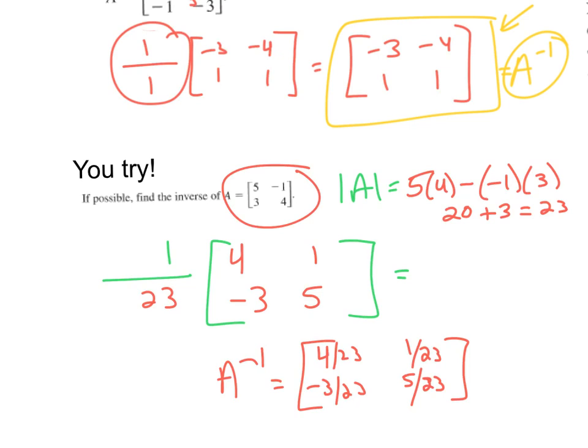So again, if you want to test it, you would do 5 times 4/23 plus -1 times -3/23, which again gives you 23/23, which is 1. And then you get 0 in the second spot and so on. Anyway, that's how you find an inverse.